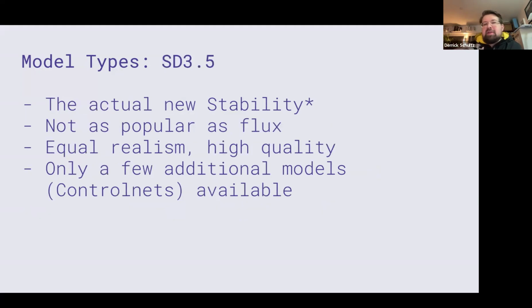There is also SD 3.5, which is the newest model from Stability. It is definitely not as popular as Flux. There are probably some weird political reasons for why that is. I think it probably works as well as Flux does in terms of realism and quality. Again, it also wants longer prompts. And the nice thing about Stability is that when they released this model, they also put out control nets with it. But there are other tools that are not as easily plugged in with SD 3.5.